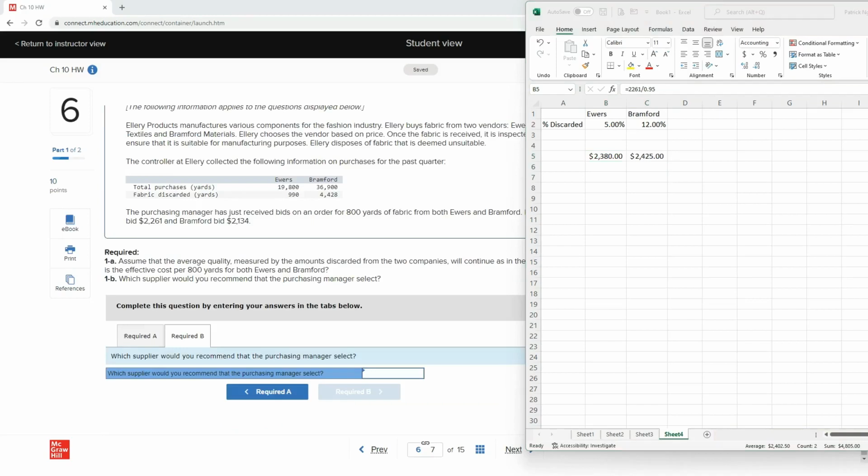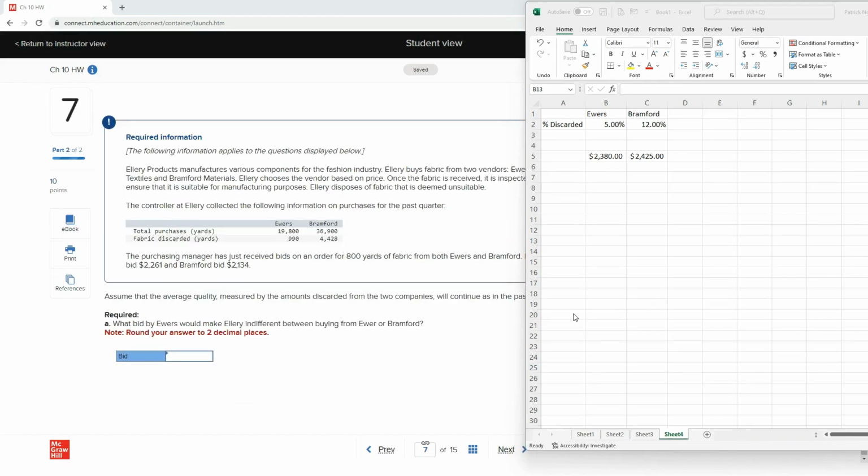And then part B just asks, which supplier would you recommend that the purchasing manager select? Well, you just look at which supplier is cheaper, effectively, and that would be Ewers. So even though Ewers quoted you a higher price of $22.61, their materials are better quality and you don't have to discard as much of it. So effectively, it's cheaper.